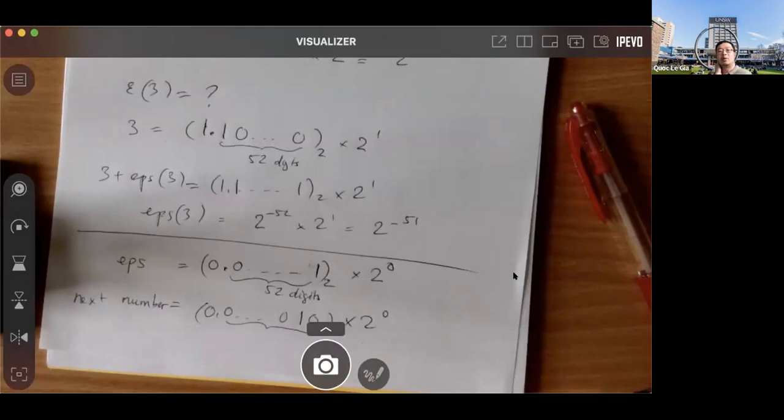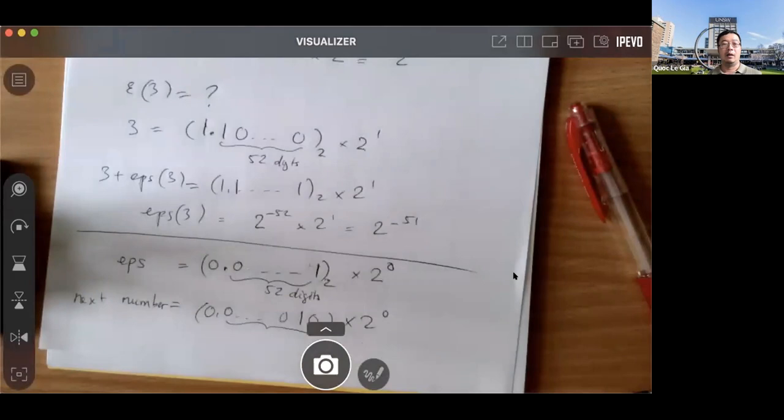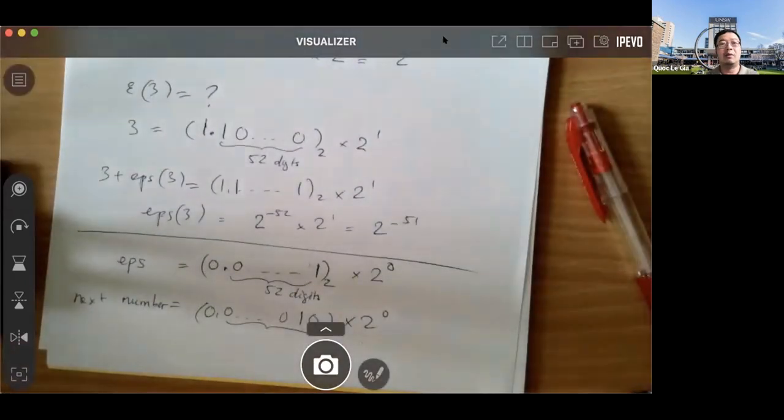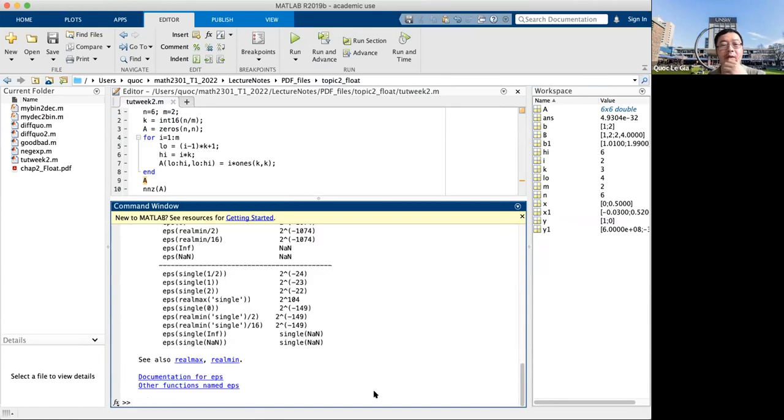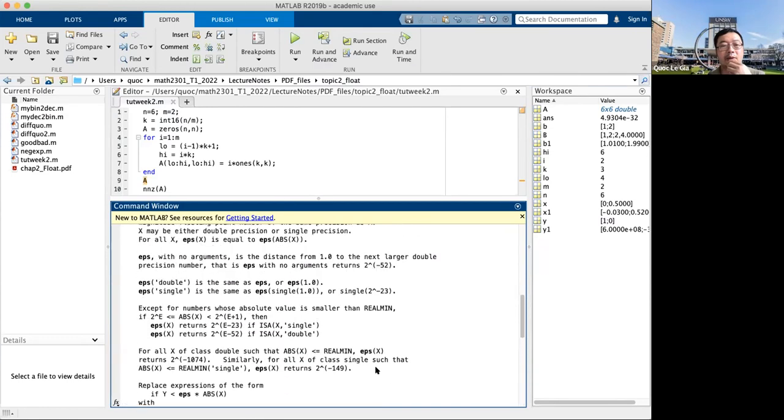Question: would you have epsilon of epsilon? It's a good question. Well, we can try it. Let me try it, see whether that works or not. I believe that epsilon of epsilon will equal 0 because it becomes so small. Oh, no, it's not 0. Okay, so it's very good. But I think that the principle is the same. You have to get the binary representation.